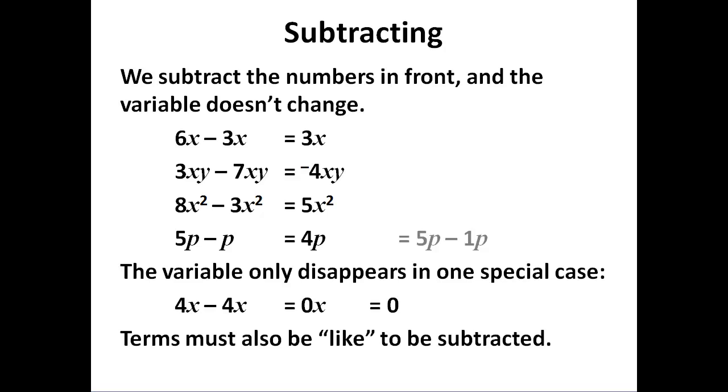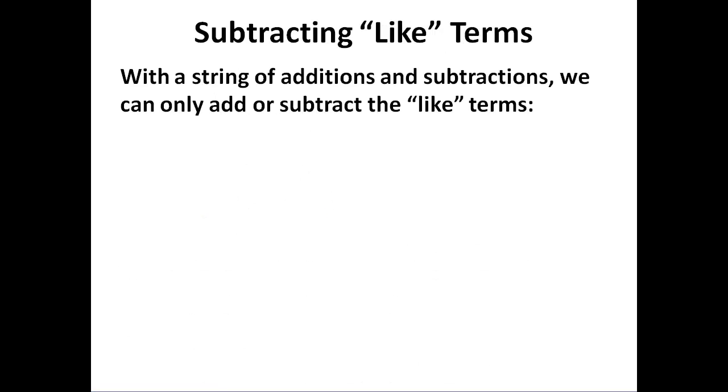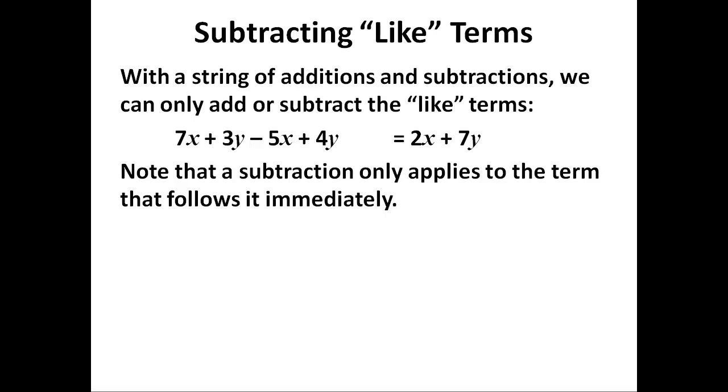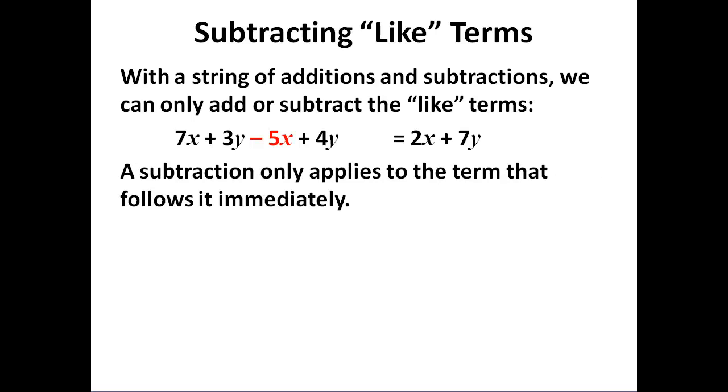Rules for like terms also apply for subtraction. We cannot take a y away from an x. So we get a string of adding and subtracting. We separate the like terms out, and the x's are dealt with and the y's are dealt with. Note in this case that the subtraction only applies to the minus 5x, and that plus 4y is added to 3y to give us 7y.